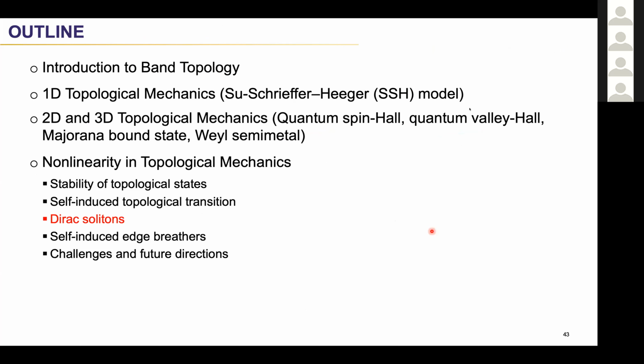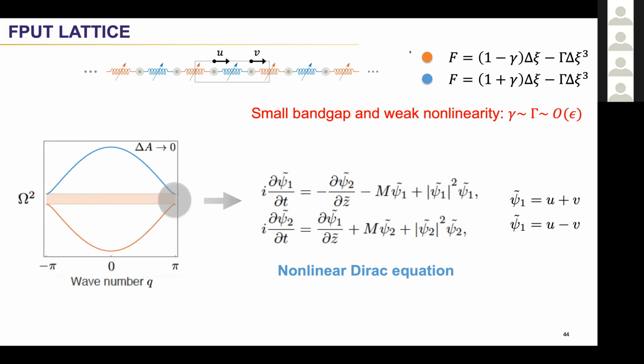Let me go over another aspect which we looked at recently, which is something called Dirac soliton. We take an FPUT type lattice, where again all the intersite springs are nonlinear with the same nonlinearity. Again, we look for a weak, small band gap and weak nonlinearity. Essentially this band gap is small, and we are looking for solutions inside this band gap. We can use a continuum approximation and write effective PDEs.